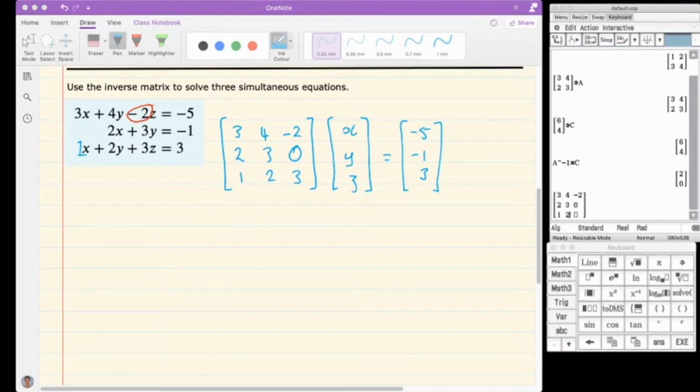-2 and 2, 3. Our 0 for our z that's not there. Our 1, 2, 3. Now this one I'm going to put to the power of -1 rather than name it, just saves me about 10 seconds. Then I'm going to create another one. Remember, we're doing A to the -1 times C. So I've got our inverse of A done, and then I'm going to put in our -5, -1, and last of all 3.